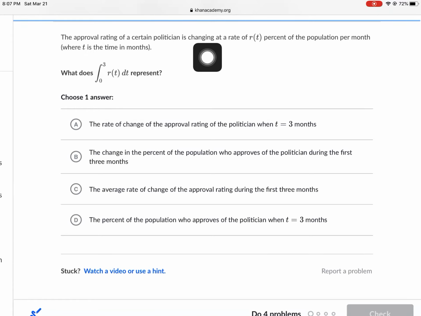So the approval rating of a certain politician is changing at the rate of R of t. So this is the rate. We're doing the definite integral of the rate. So this would be net change from 0 to 3. So not the rate of change of the approval, but the total change. So how much did it increase by, or how much did it decrease by? The change in the percent of the population who approves of the politician during the first 3 months.